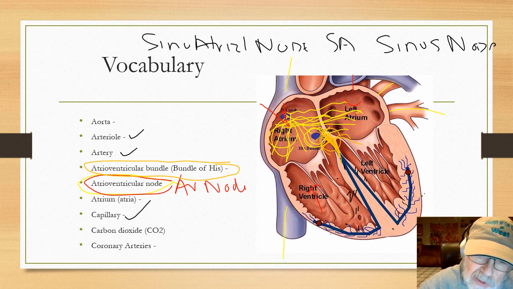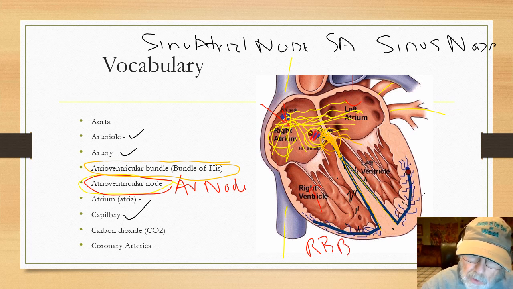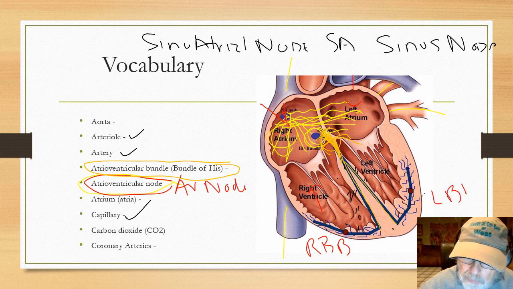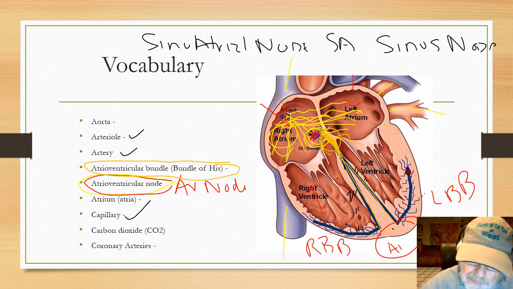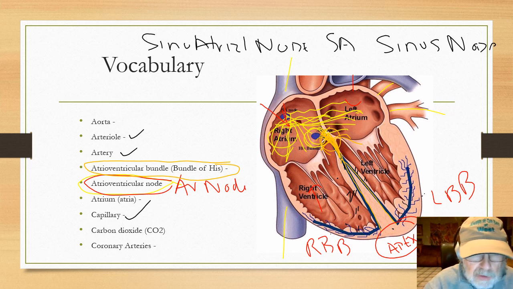Finally, when that signal gets into the area of the ventricles, it goes down a branch this way, which is called the right bundle branch. And it goes down a branch going this way. Guess what that's called? The left bundle branch. And it goes down to the bottom of the heart. Now, the bottom of the heart is called the apex. And nothing really happens so far. This area, nothing really happens.